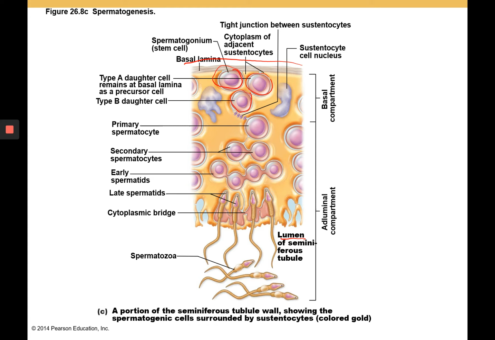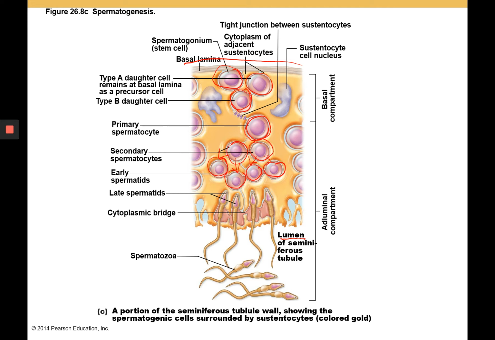As it travels towards the lumen, it goes through meiosis I and II. The type B daughter cell, a stem cell, differentiates into a primary spermatocyte. A primary spermatocyte completes meiosis I and creates 2 secondary spermatocytes. It's the secondary spermatocytes that are already haploid, and then each one of them is going to go through meiosis II, which is like mitosis, so they each generate a spermatid. So we'll get 4 daughter cells total.